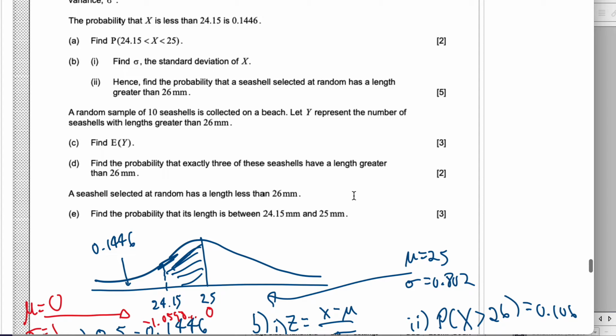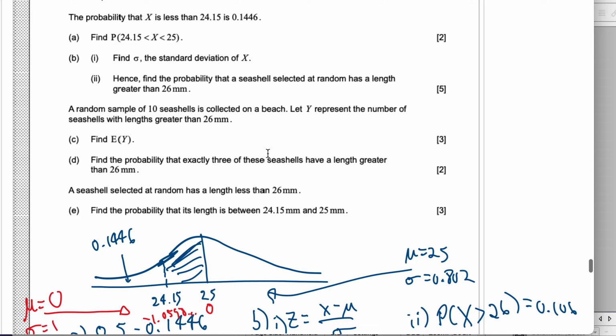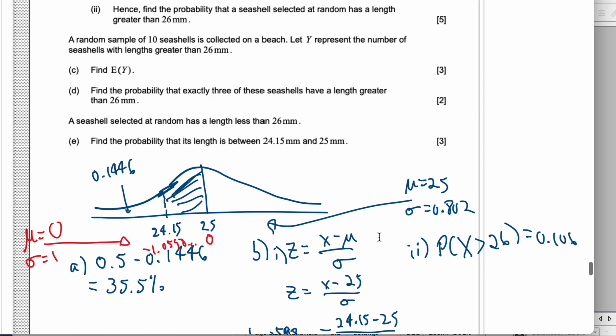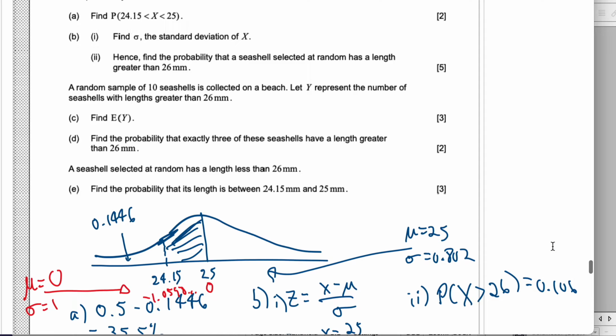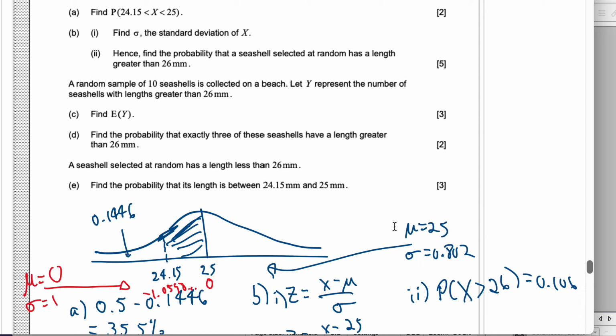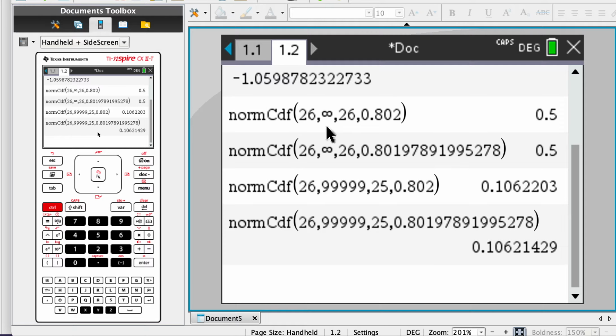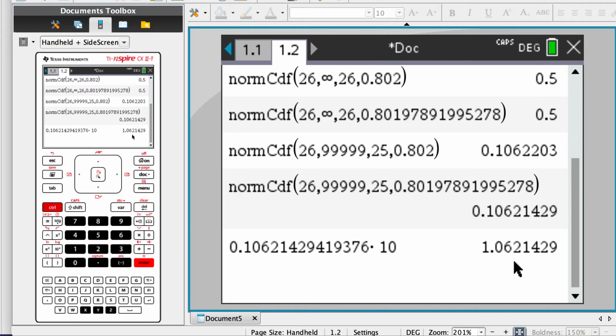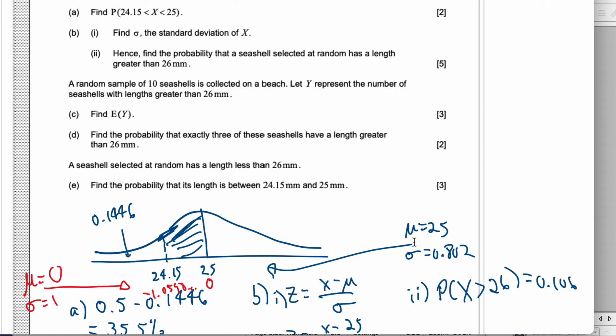A random sample of 10 seashells is collected on a beach. Let Y represent the number of seashells with lengths greater than 26 millimeters. We just found the probability that it's greater than 26 millimeters to be about 10.6%, or 0.106. The expectation is going to be the probability times the number of seashells there are, so just this value times 10. Of course we should know what this answer is, but I'll just show that anyway. It's 1.06. So let's write that down.